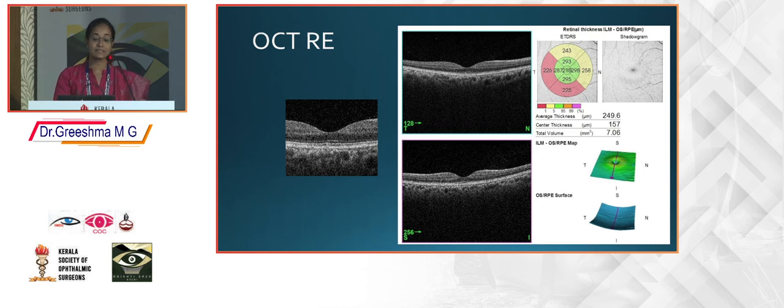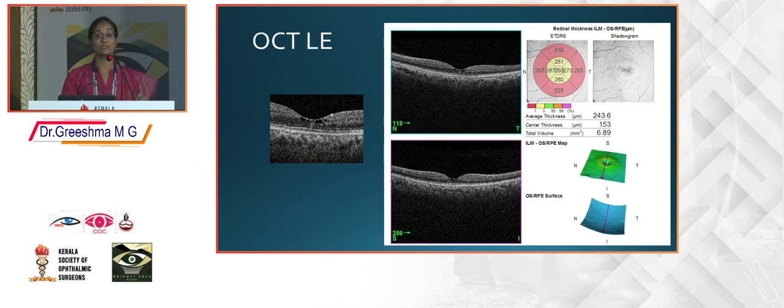So this was the OCT of the patient. Right eye showed fine crystalline deposits in the inner retina. Left eye, in addition to the crystalline deposits in the inner retina, there were foveal pseudocysts.